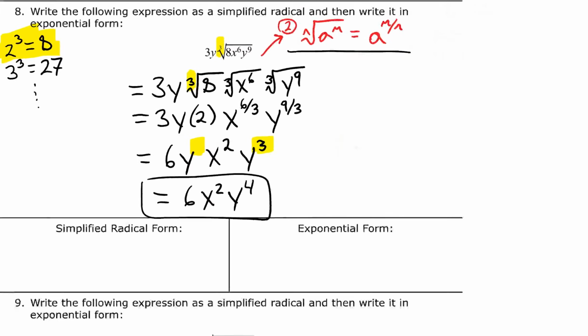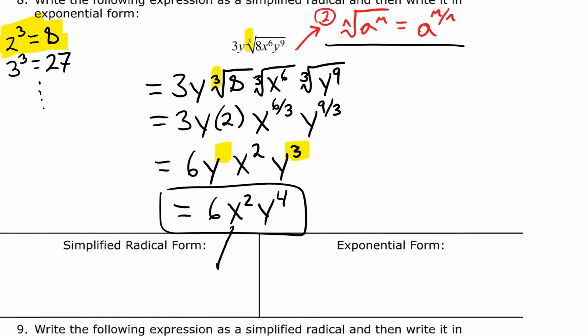So this is one of the bizarre cases where, in fact, the simplified radical form is the same as the exponential form, because we can completely eliminate the radical. The radical is actually not necessary to complete this problem. Okay, last example. Stick with me, guys.